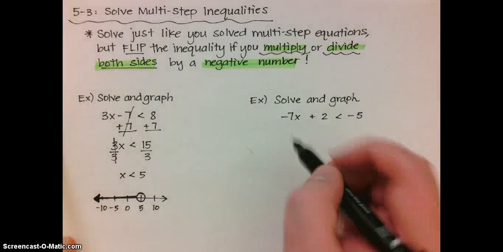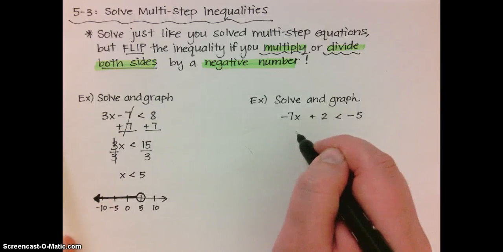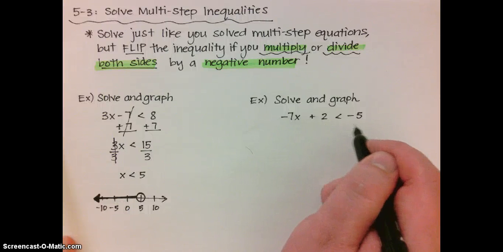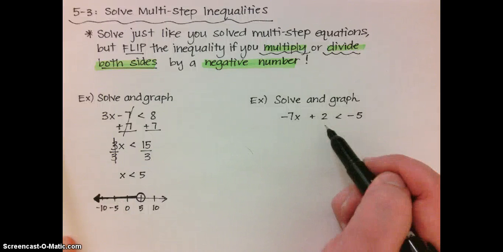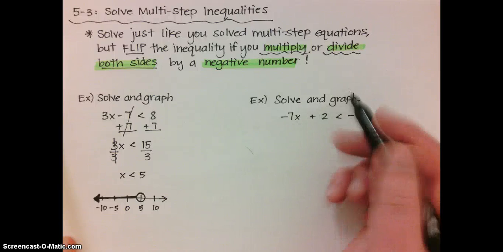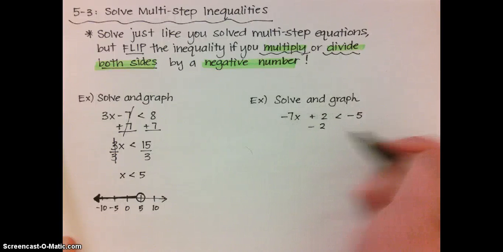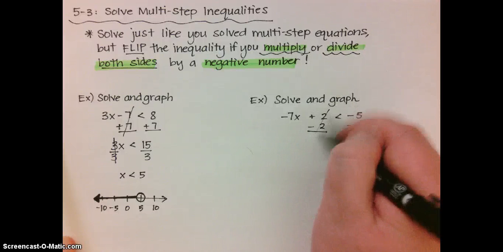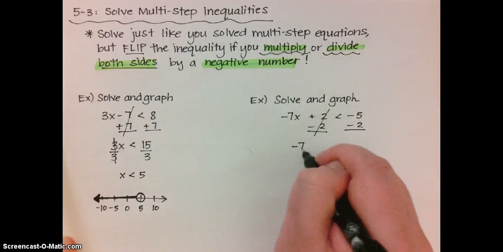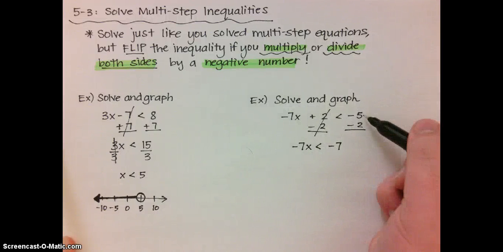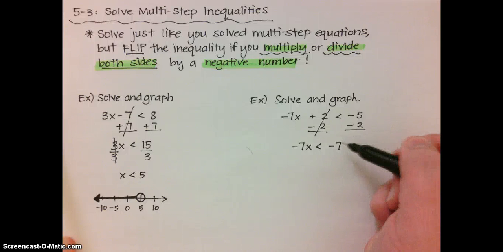So I have another one already set up. This time it says solve and graph negative 7x plus 2 is less than negative 5. So again, I'm going to focus on that lonely number. This time it's adding 2, and I want to get that away from the negative 7x. So instead of adding 2, I'm going to subtract 2 on both sides. And the 2's will cancel out. I'm left with negative 7x is less than negative 7, right? Negative 5 and negative 2 become negative 7.